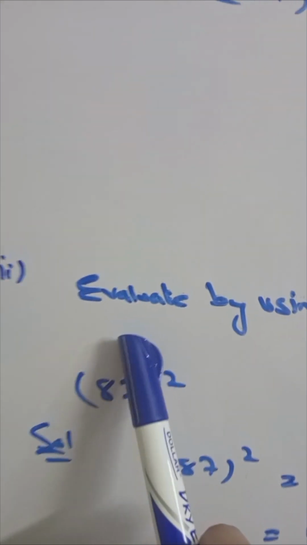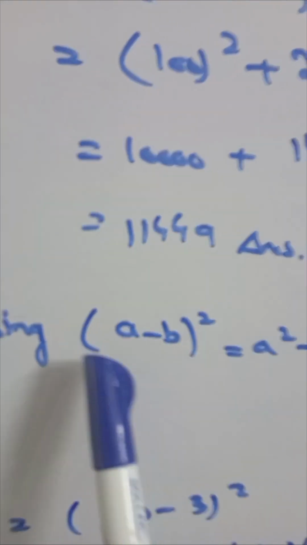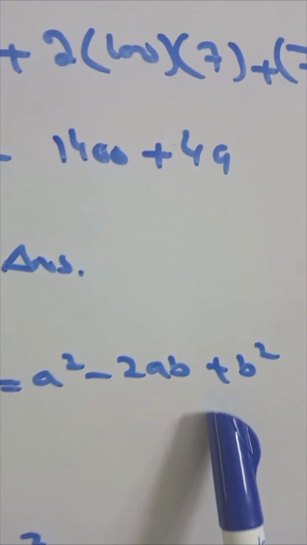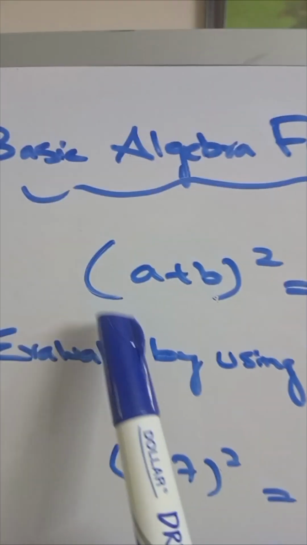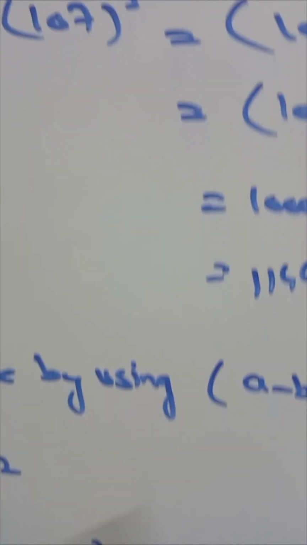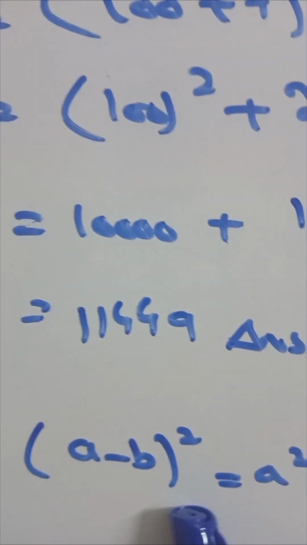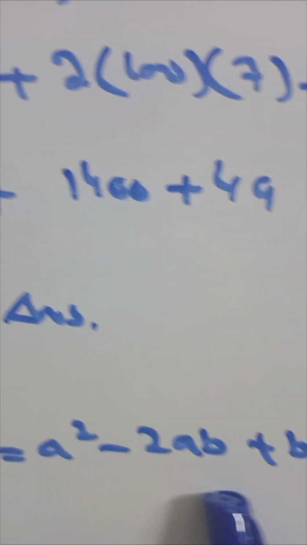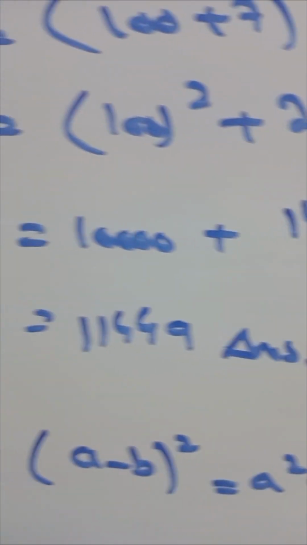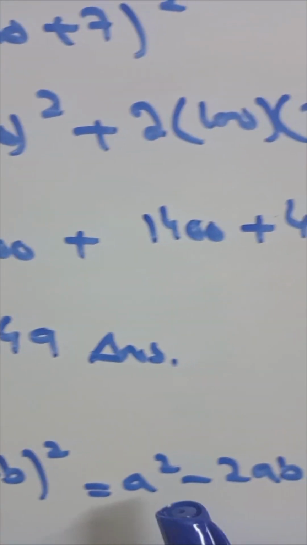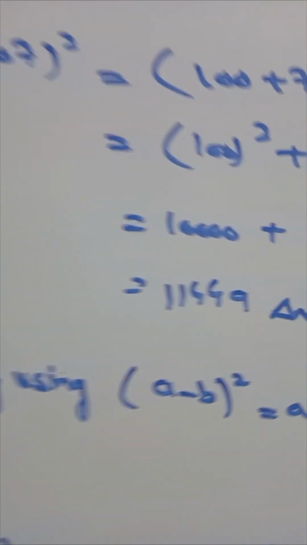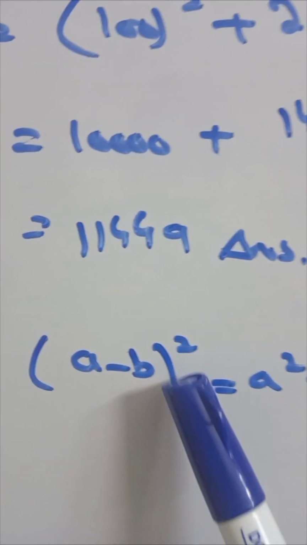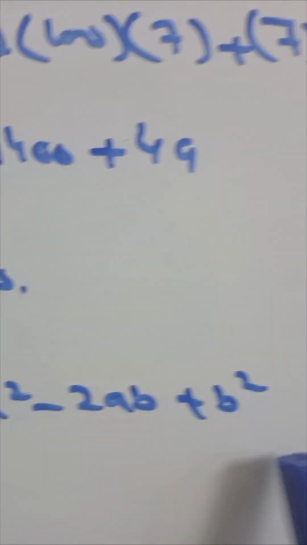Number 2. Evaluate by using (a minus b) whole square equals a square minus 2ab plus b square. In the previous one it was a plus b. Now in this we use (a minus b) whole square equals a square minus 2ab plus b square. The formula is the same, just the difference of negative and positive sign here. You got it? Now you also have to learn it by heart: (a minus b) whole square equals a square minus 2ab plus b square.